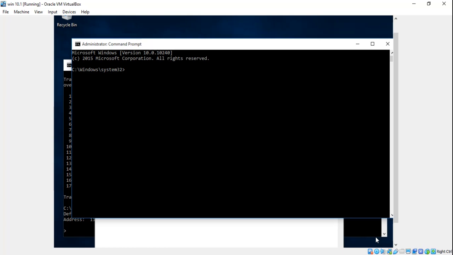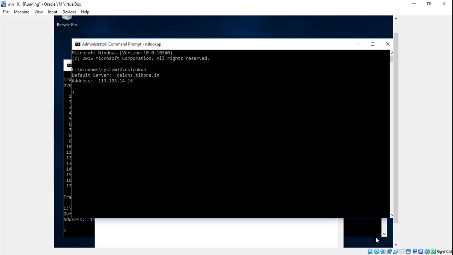Now let's see another command, NSLOOKUP. Okay, that is name server lookup. We use it to find out the information about the domain name system of our target, right?